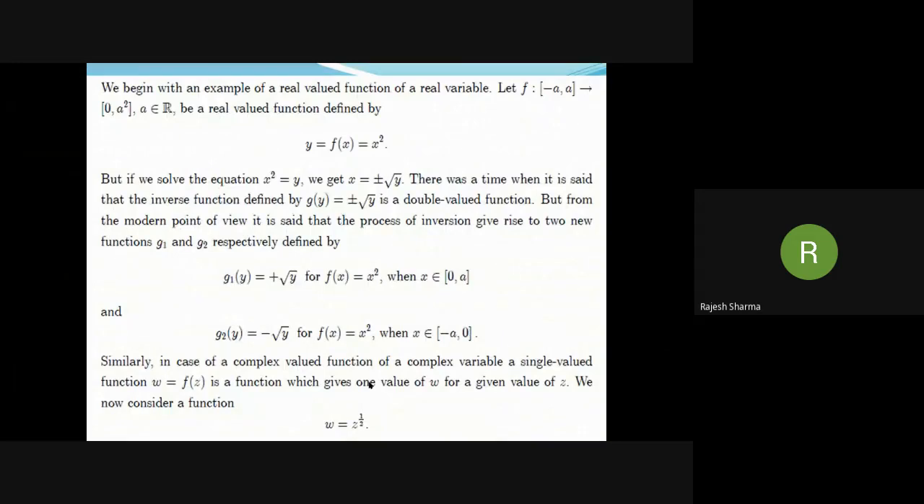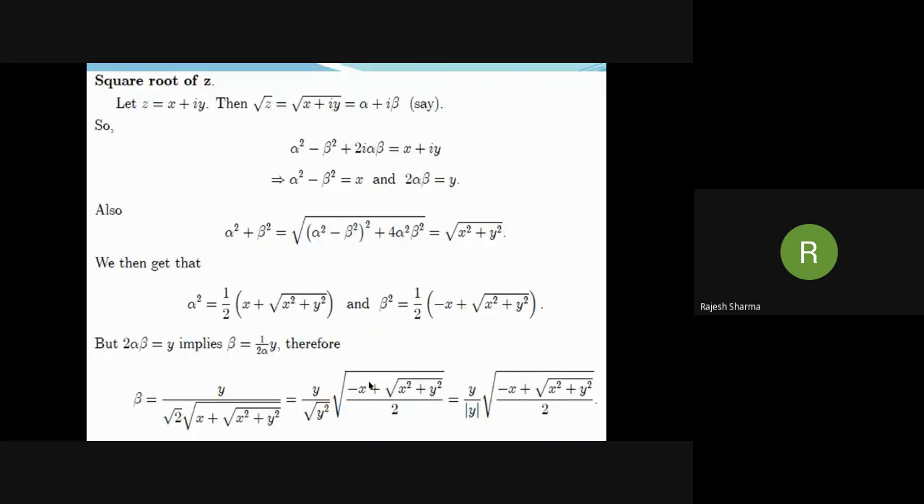Now we consider w is equal to root z, where z is a complex number. Now the square root of a complex number can be calculated explicitly. Let z is equal to x plus iota y, then root z is root of x plus iota y, and say this equals alpha plus iota beta. On squaring both sides, we have alpha square minus beta square plus 2 iota alpha beta is equal to x plus iota y. So alpha square minus beta square is equal to x and 2 alpha beta is equal to y, on equating real and imaginary parts in this equation.